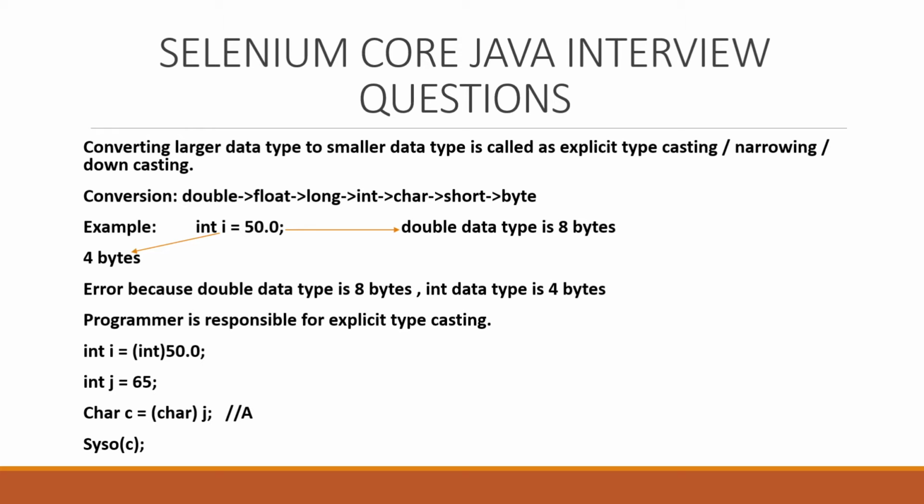If I want to convert from double to int, we have to do it this way: int i equals int of 50.0. After that, int j equals 65. If I want to convert from integer to character, I have to do some typecasting, so I am doing typecasting here, like char of j. If you print this value, you will get a in the console. The output value here is a, because we are typecasting an integer into a character. In this way we can do typecasting easily.